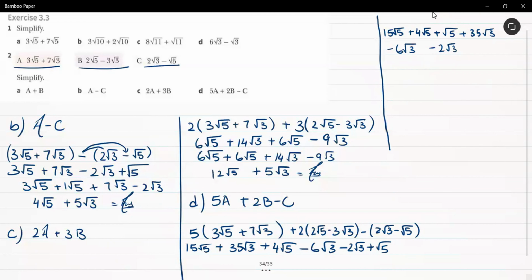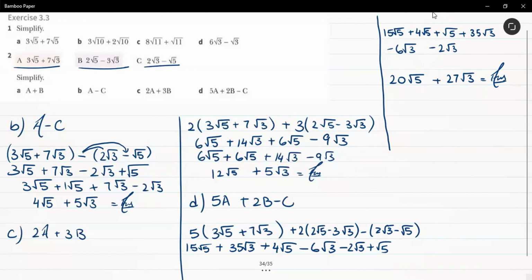Okay. Now, the next thing we are going to do is simply add them up and subtract them, whatever we require here. So basically 15 plus 4 is 19. 19 plus 1 is 20 under root 5, plus 35 minus 6 is 29. 29 minus 2 is 27. So 27 under root 3. And that's it. This is our answer for part D, question number 2.